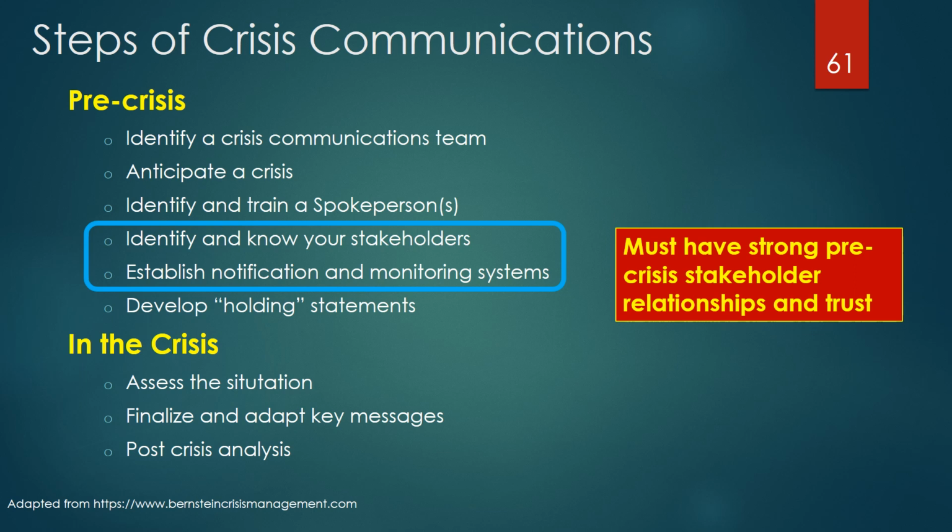Next, it's important to identify and know your stakeholders and establish notification and monitoring systems. Knowing an organization's stakeholders is critical, since during a crisis, they will likely be communicating with others about what an organization and its leadership are or are not doing. An organization needs to have strong key stakeholder pre-crisis relationships and trust. It's also essential to have notification systems established that will allow organizations to rapidly reach stakeholders using multiple modalities.